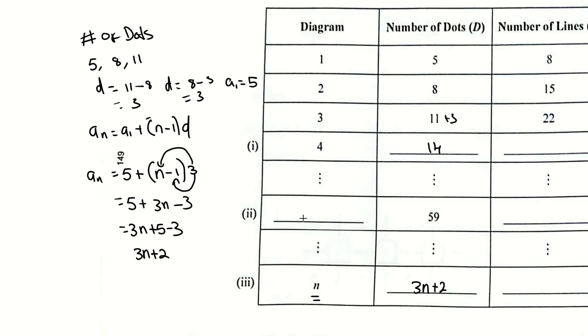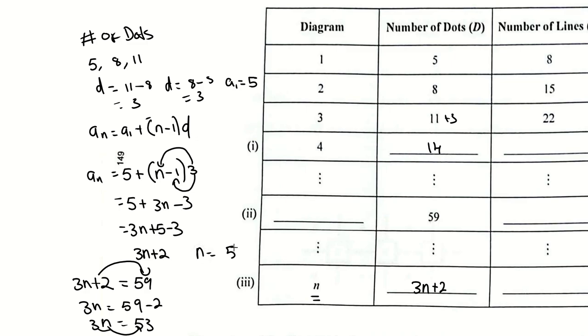Now, for part 2, if you want to find your diagram number, because we're trying to find what n would be equal to if the number of dots is 59, you say let 3n plus 2 equal 59. Carry this across, that's 3n is equal to 59 minus 2. So 3n is equal to 57. If you carry across 3 over the equal sign, the opposite of multiply is divide.